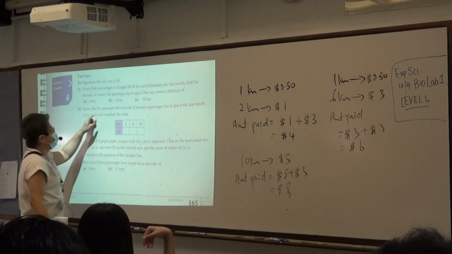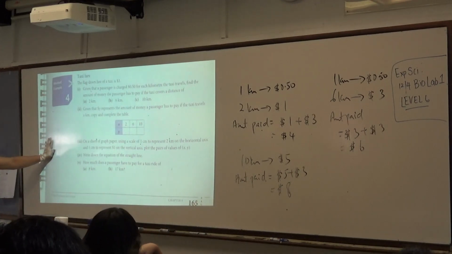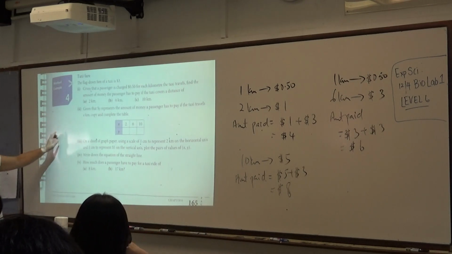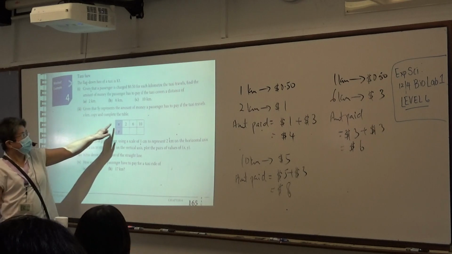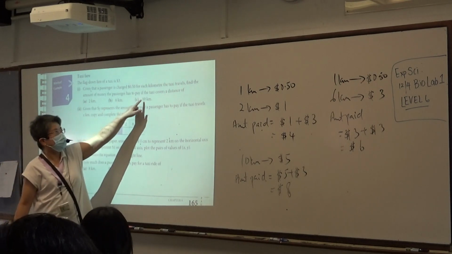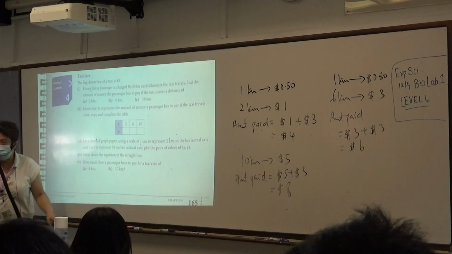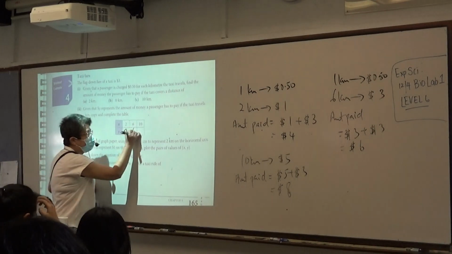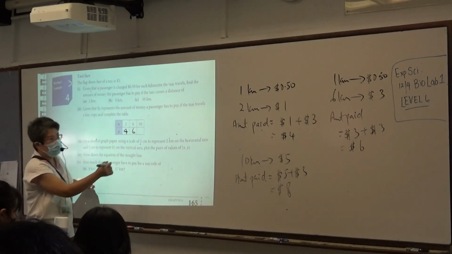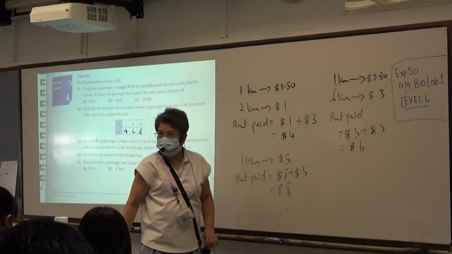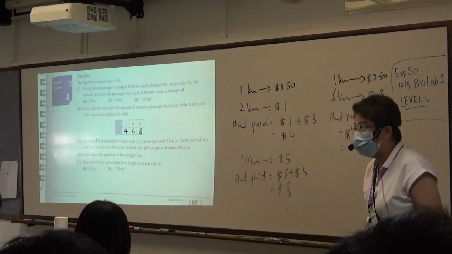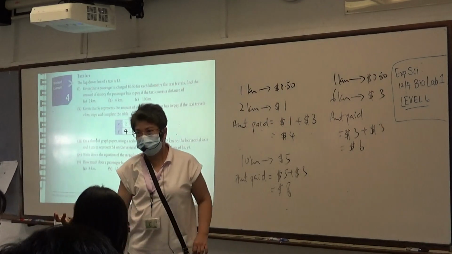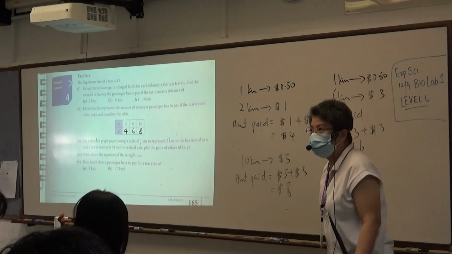Given that $Y represents the amount of money a passenger has to pay if the taxi travels X kilometers, copy and complete the table. Now, can you see it corresponds? This is 2 kilometers, this is 6 kilometers, this is 10 kilometers. So how to fill in the blanks here? This will be 4, and 6, and 8, right? Do you all agree? I will fill up accordingly, because Y represents the money and X is the number of kilometers. Alright now, class. Yes or no?